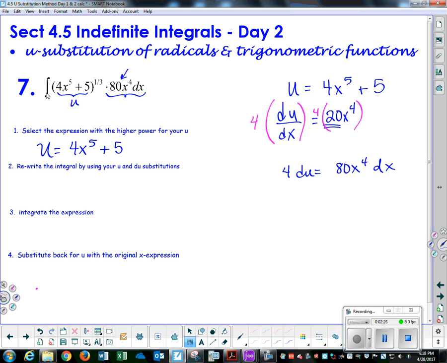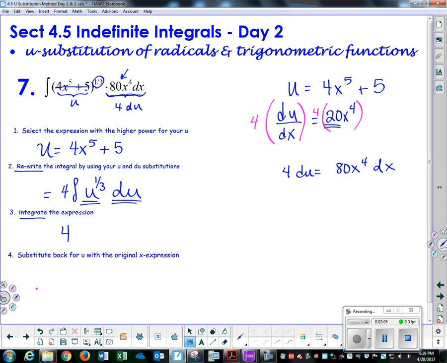All right, now we want to rewrite our integral using these u's and du's. Like we talked about, this 4x to the 5th plus 5 gets replaced with a u. So I have u to the 1/3, that outer function being the 1/3 power, and 80x to the 4th dx is equivalent to 4 du. I can put my 4 out front and mark the du down. Now that I see everything in the same variable, I may proceed.